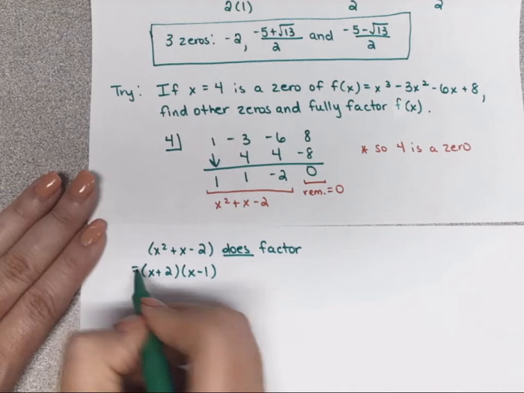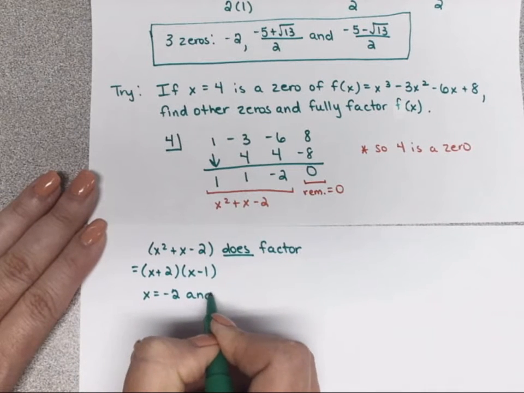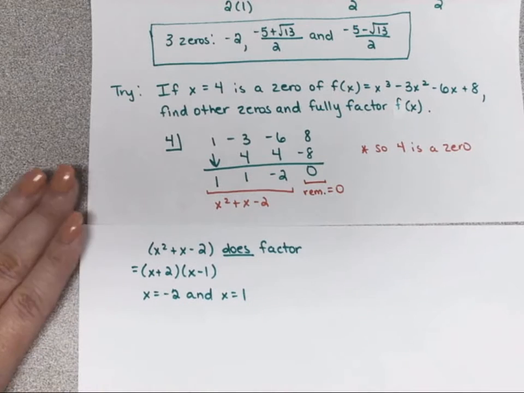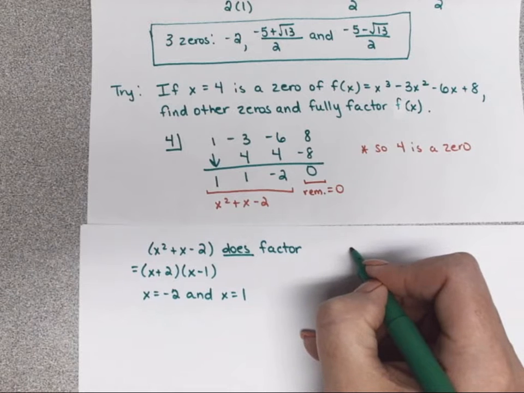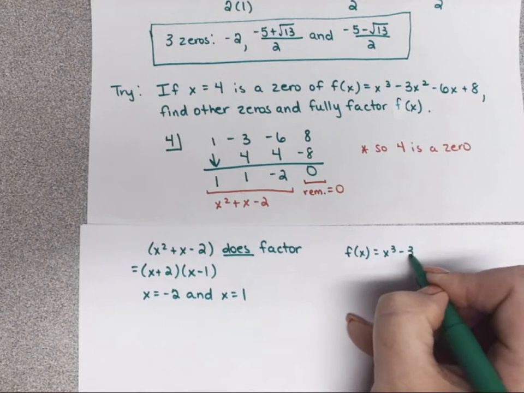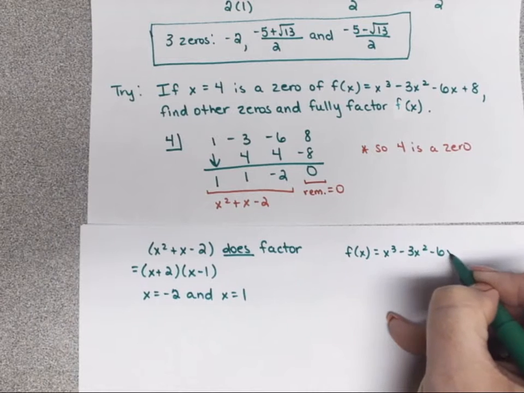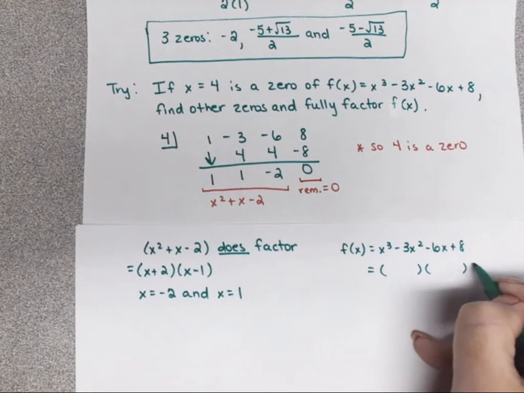Okay, so this equals that, right? In other words, I get x equals negative 2 and x equals 1, okay? And I'm actually finished, except for writing my answer. So here is the factored form, right? I started off with f of x equals x cubed minus 3x squared minus 6x plus 8. So let's talk about what 3 parts I got.